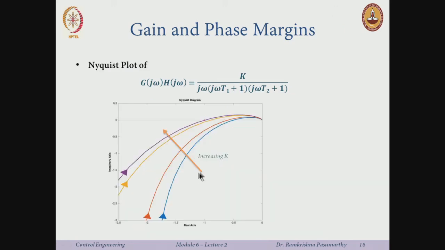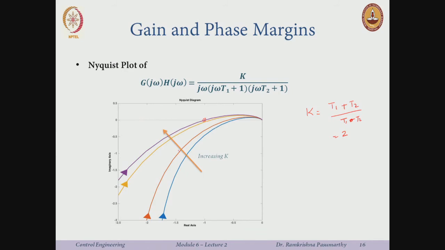Just to see some plots here, this is the same transfer function with T1 and T2 being equal to 1, and I keep on increasing the gain k. At some point here I reach the point minus 1, and this point I can now compute exactly. So k was T1 plus T2 over T1 times T2. At the gain k equal to 2, I just reach this point. These are all the gains k for 1, 1.5, 1.75 and so on.